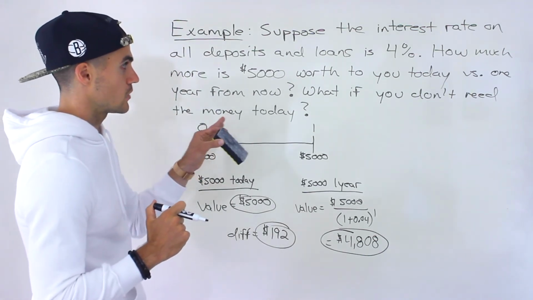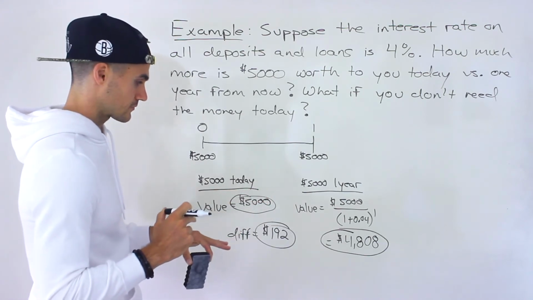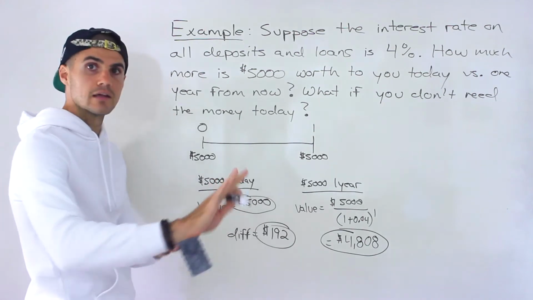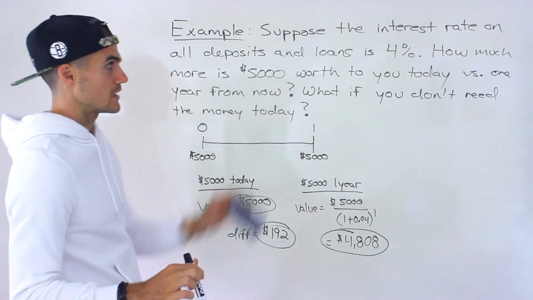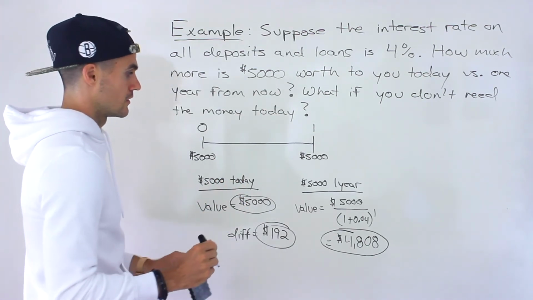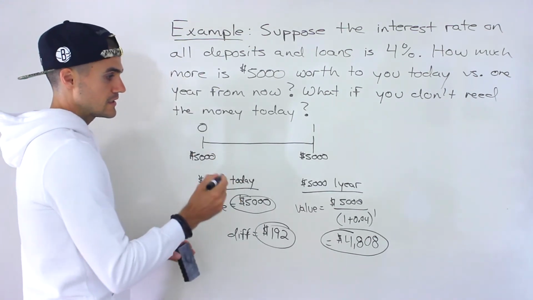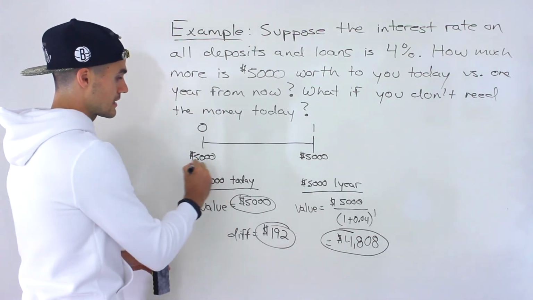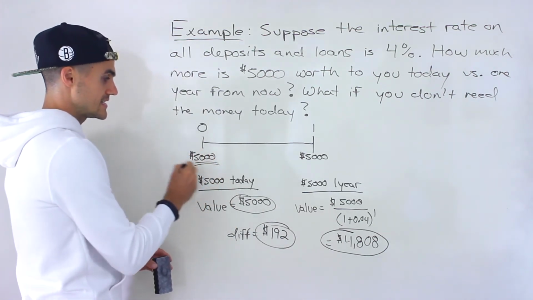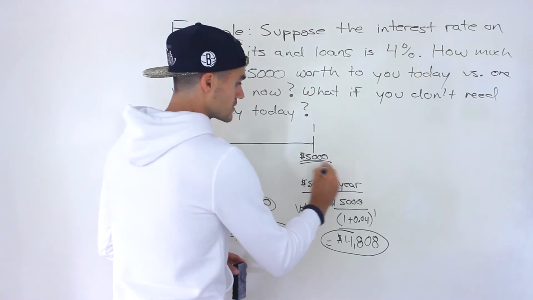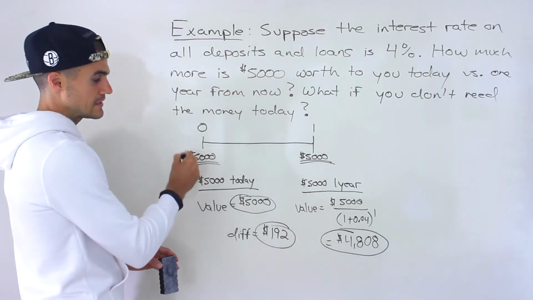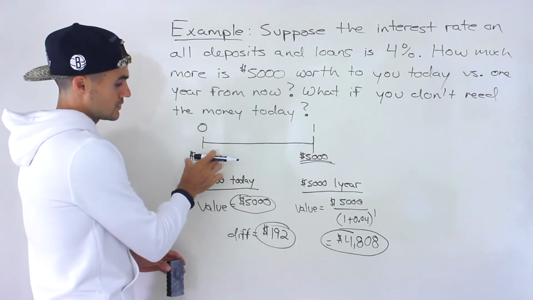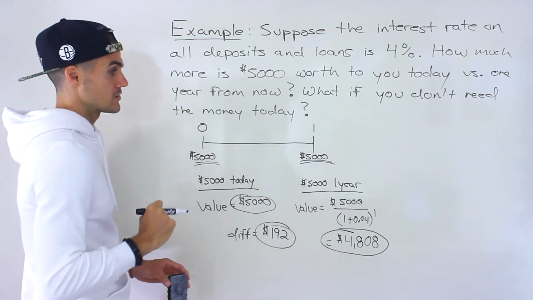And then they're asking, what if you don't need the money today? It doesn't matter, because even if you don't need this $5,000 today, you can just take it, put it aside, invest it, and then make the 4% interest. So whether you do need it today or don't need it today, that is actually irrelevant, right? You would still always take $5,000 today versus $5,000 1 year from now. Whether you would spend it today, or whether you don't need it, you could just take it, put it aside, make interest on it.